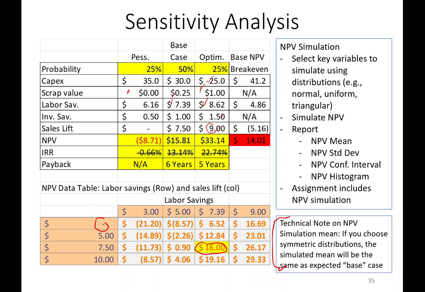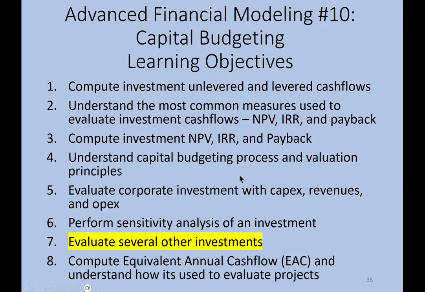If you choose symmetric distributions for those variables, the mean NPV is going to be exactly equal to the base case NPV, because there are no asymmetric variables. So I'm just going to mention that you will get the actual base case NPV if you assume symmetry in all your variables. So in this topic, we talked about sensitivity analysis for an investment to help you make a decision.